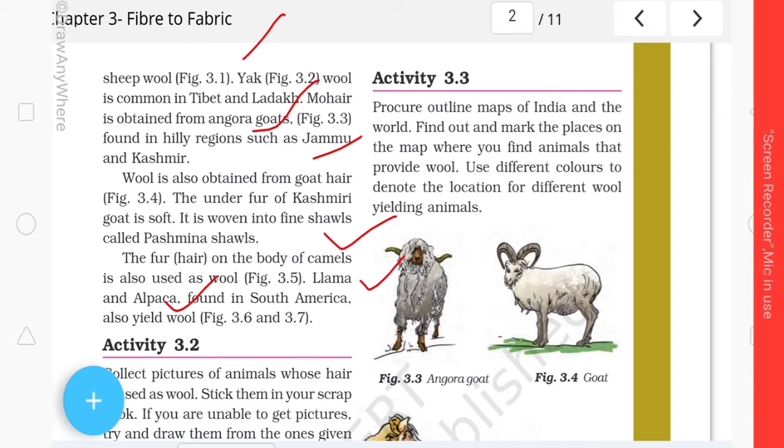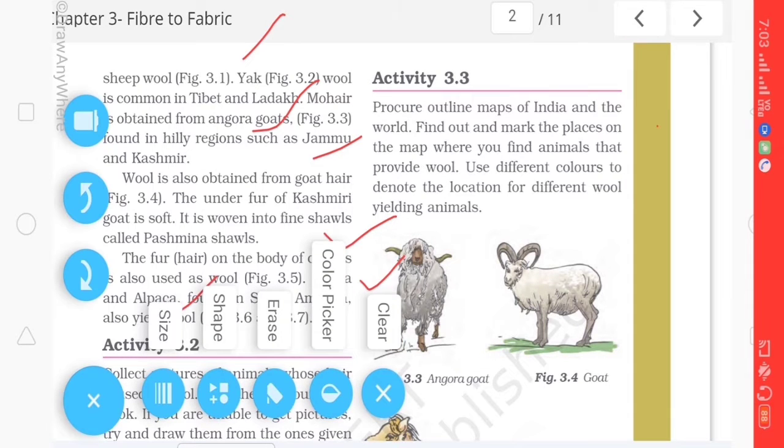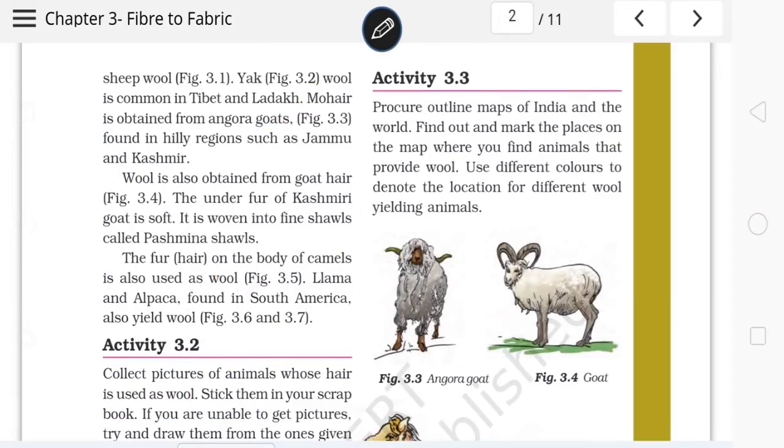So these were the animals from which we can get wool, and the extraction of wool from these animals depends upon the availability of the animal in different places. People from different places extract wool from different animals. We have already discussed this in the previous video. So if you have not understood, then you can go through the previous video once again.